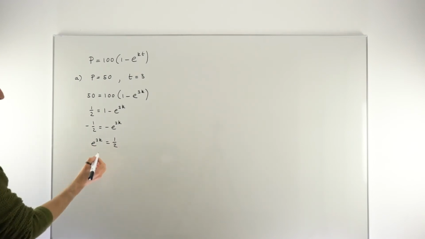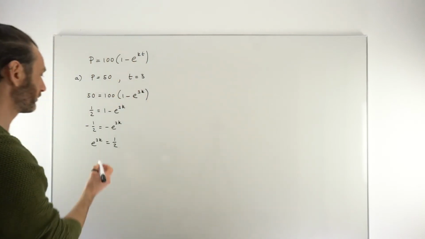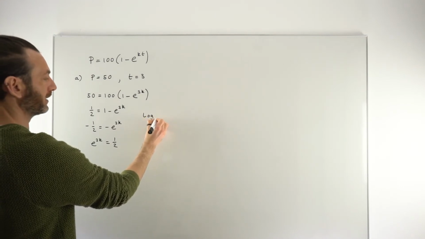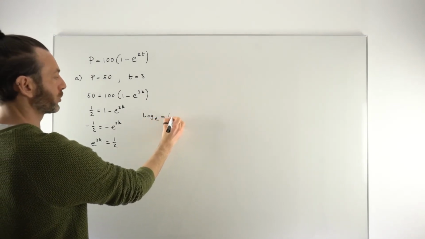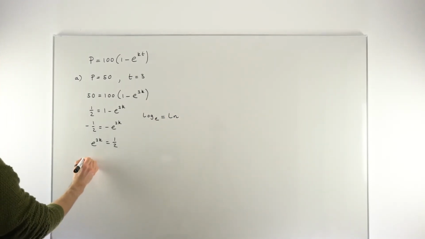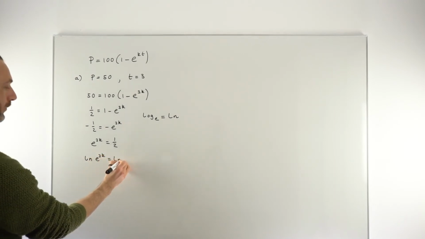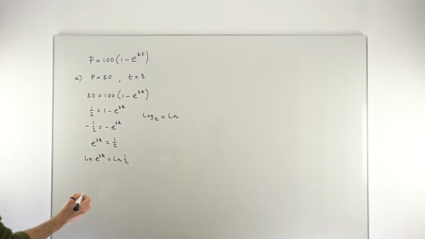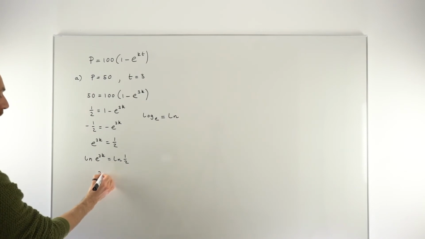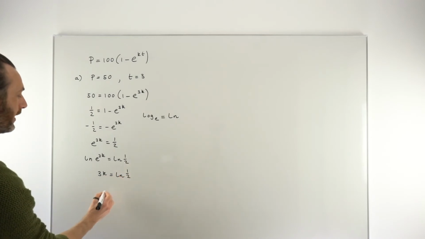To get the variable k out of the exponential, we need to use a logarithm. So we're taking the log to base e of both sides. Remember that log with the base e, the natural logarithm as it's called, is shorthanded as ln, and that's the way it's expressed on your calculator. So essentially we're just applying the ln to both sides of this equation. You can always do the same thing to both sides of an equation. That cancels out effectively the e, so we're left on the left hand side with just 3k, and on the right hand side with ln 1/2.